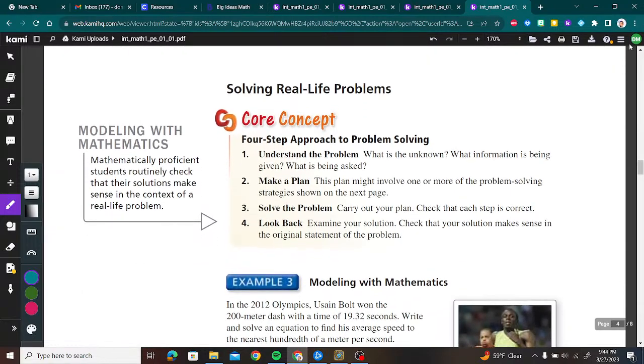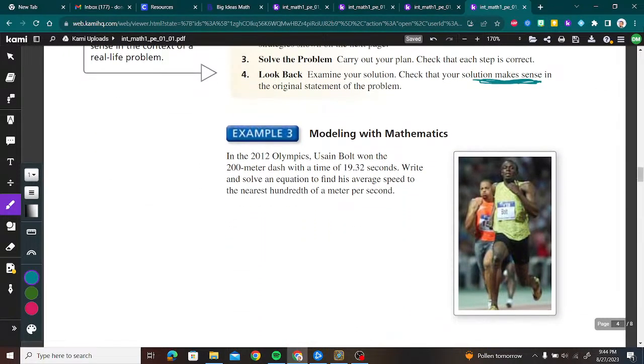Okay, solving real-life problems. This is one of the things that we are going to be working on throughout. Understand the problem: what's the unknown, what's the information given, what is being asked. Make a plan. This plan might involve problem-solving strategies shown on the page. Carry out the plan, check that each step is correct. Look back, examine your solution, check that your solution makes sense. This is huge, the original statement of the problem. We're going to come across some problems that have multiple answers, and there's only going to be one that's correct. It's the only one that makes sense.